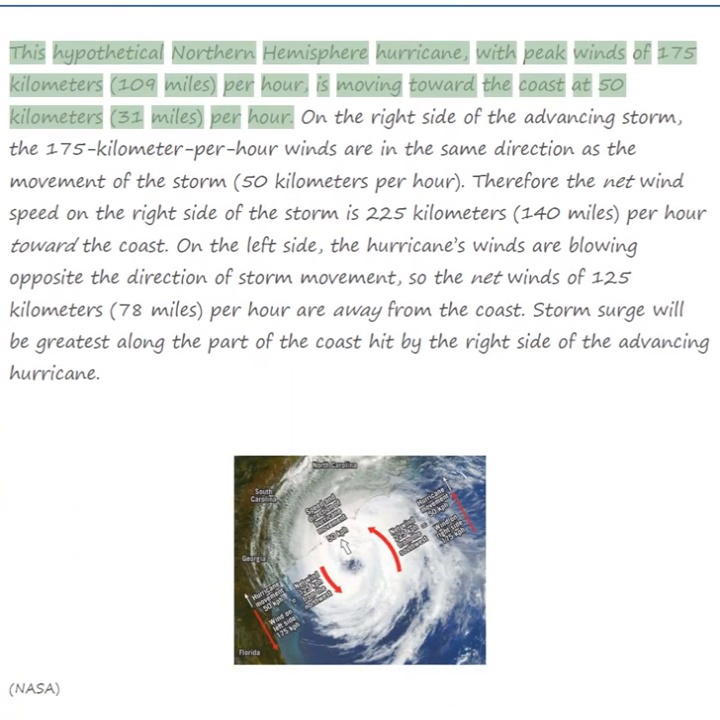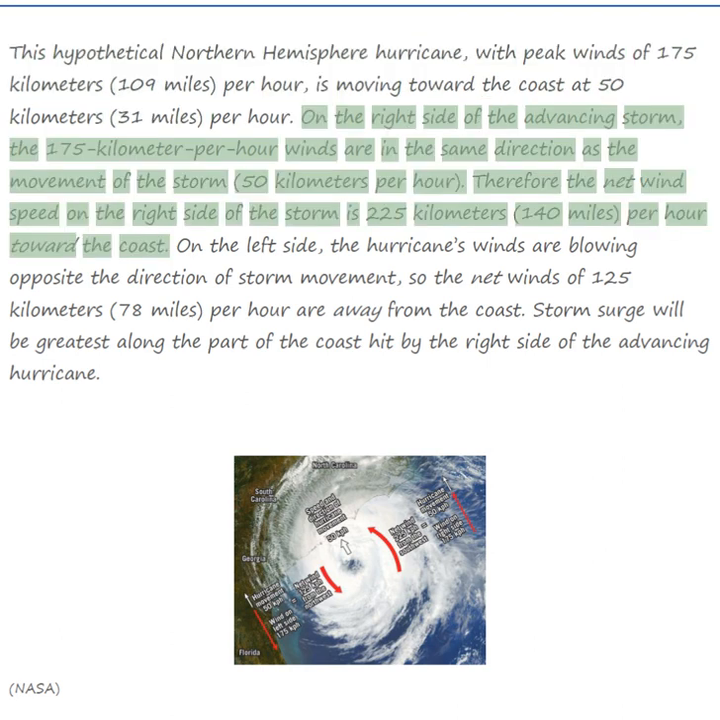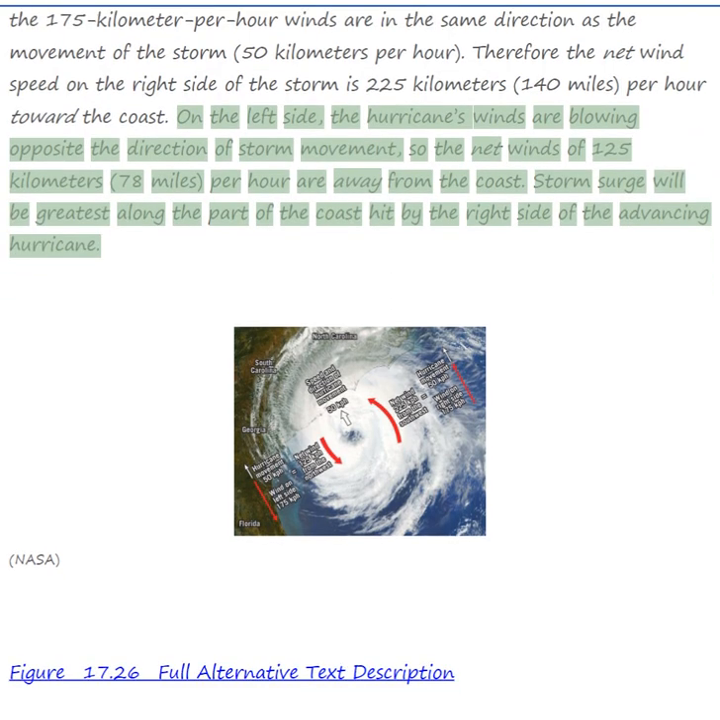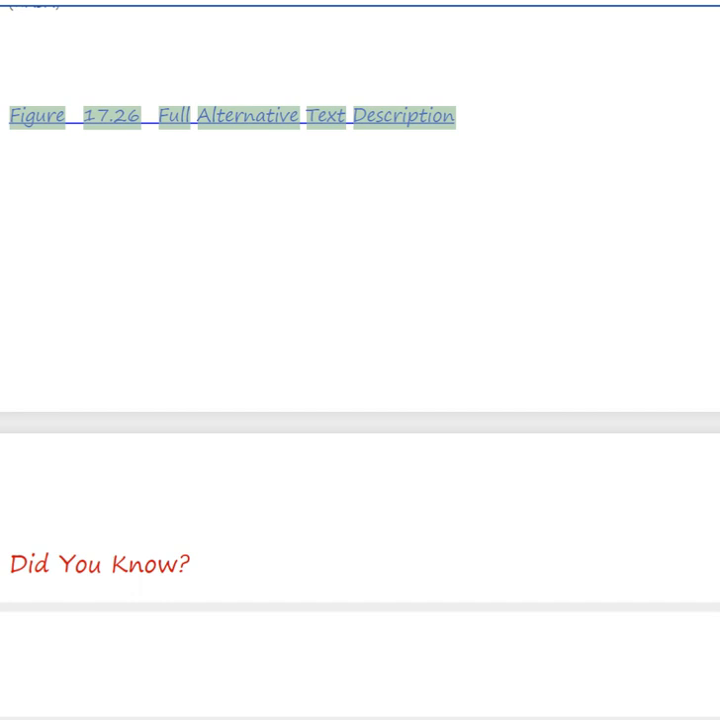This hypothetical northern hemisphere hurricane, with peak winds of 175 km per hour, is moving toward the coast at 50 km per hour. On the right side of the advancing storm, the 175 km per hour winds are in the same direction as the movement of the storm. Therefore, the net wind speed on the right side of the storm is 225 km per hour toward the coast. On the left side, the hurricane's winds are blowing opposite the direction of storm movement, so the net winds of 125 km per hour are away from the coast. Storm surge will be greatest along the part of the coast hit by the right side of the advancing hurricane. Figure 17.26. Full alternative text description.